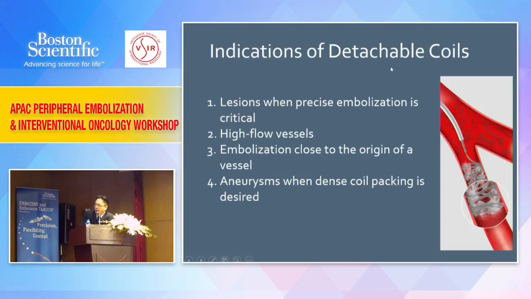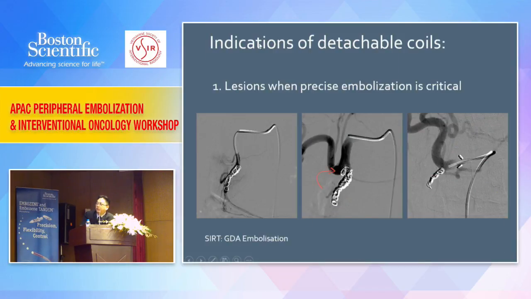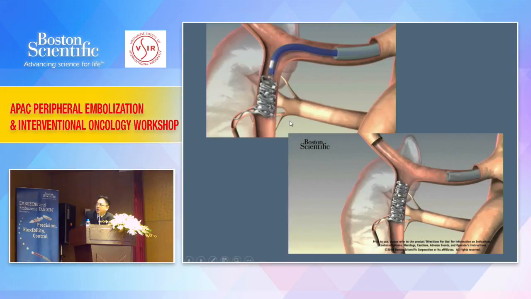The indication of the detachable coils is when precise embolization is critical, like in this situation, in a high flow vessel, like the second case we showed you, embolization close to the origin of a vessel, and when an aneurysm, when dense packing is desired. This is a patient where precise embolization is necessary. You can see that this coil is really prolapsed back to the proper hepatic artery, where we had to snare it out to achieve a good result. And this is just a diagrammatic illustration from Boston Scientific of the importance of precise embolization using a detachable coil.